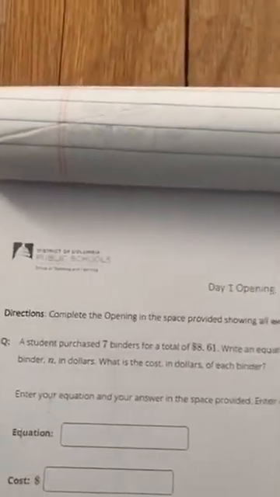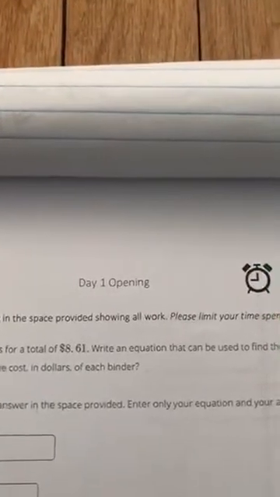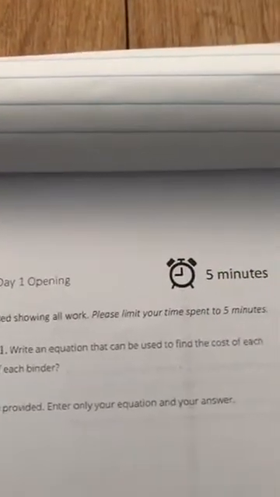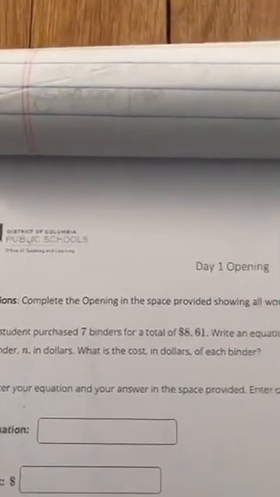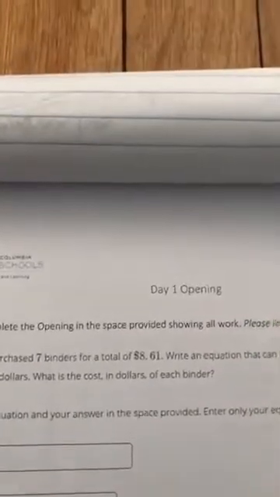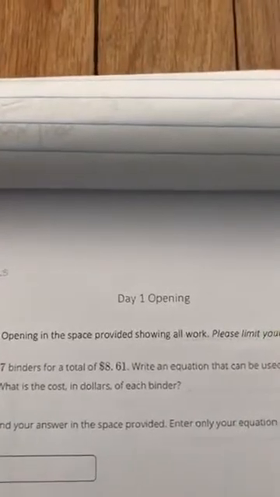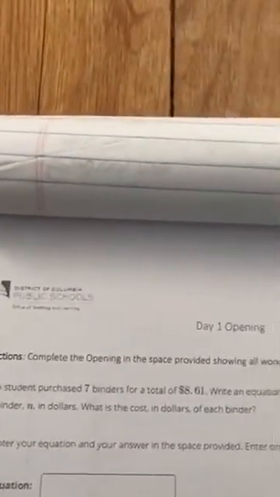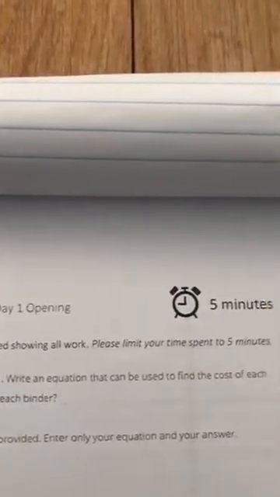It says, a student purchased 7 binders for a total of $8.61. Write an equation that can be used to find the cost of the binders in dollars. What is the cost in dollars of each binder? Enter your equation and your answer in the space provided. Enter only your equation and your answer.